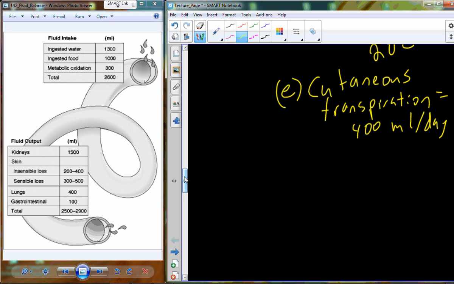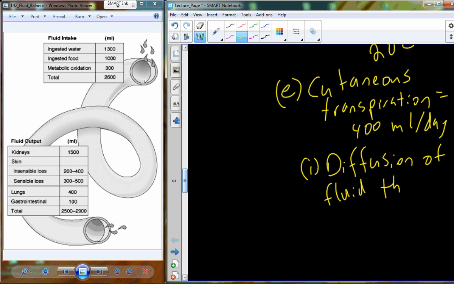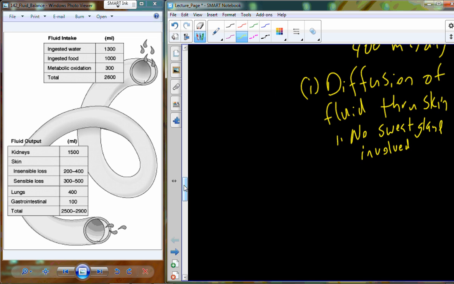Cutaneous transpiration is actually going to be this diffusion of fluid directly through the skin, that is not through a sweat gland. So no sweat gland involved. This cutaneous transpiration is considered to be an evaporative loss.